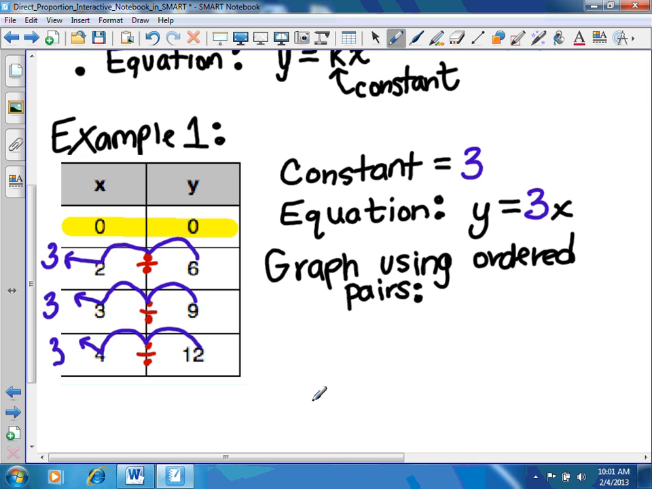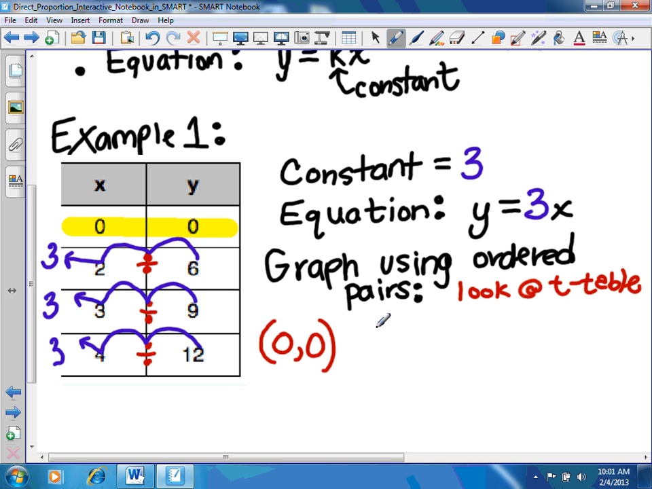And what ordered pairs? Where do I get the ordered pairs from? From the chart. So what's my first ordered pair? 0, 0. The first ordered pair is 0, comma, 0. Look at the T table. That's where the ordered pairs come from. The first one is 0, 0.